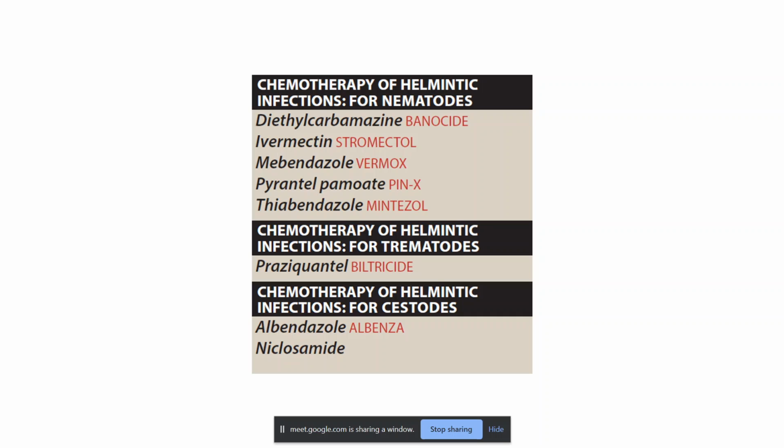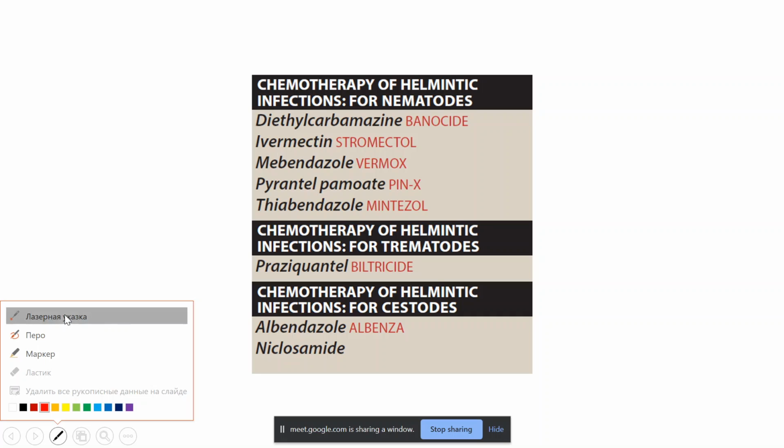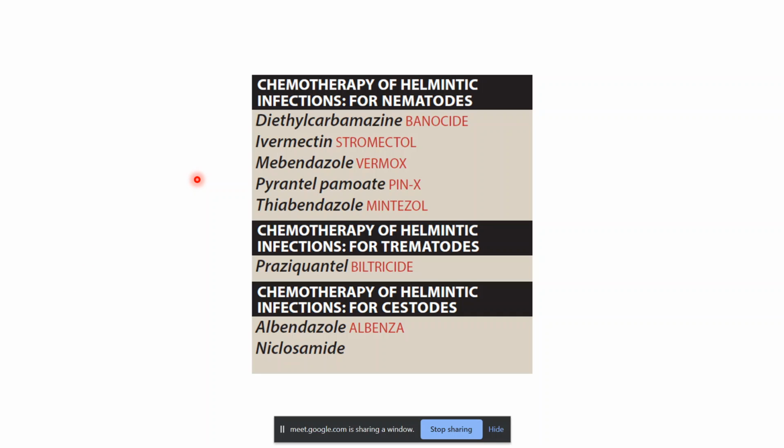And the nematodes diseases are cured by diethylcarbamazine and ivermectin, mebendazole, thiabendazole, and pyrantel pamoate. The trematodes are treated with praziquantel, so the trematode infections, and the cestode infections are treated with albendazole and niclosamide.